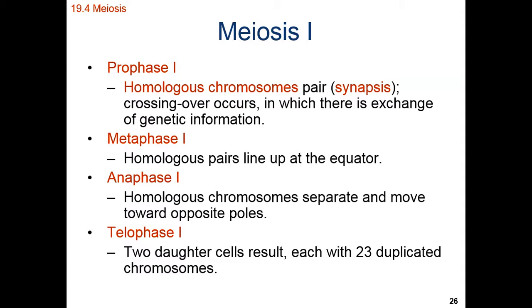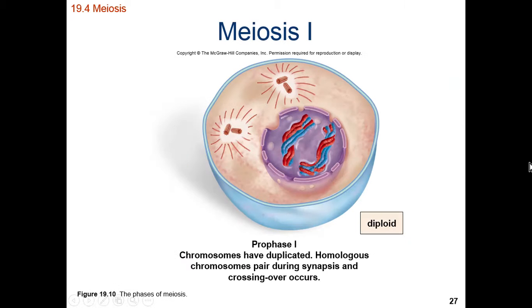And during this stage, during synapsis of prophase 1, when these homologous chromosomes line up with each other, we can have crossing over occur. Crossing over is shown right here in this figure, where part of a sister chromatid is being swapped with another sister chromatid.